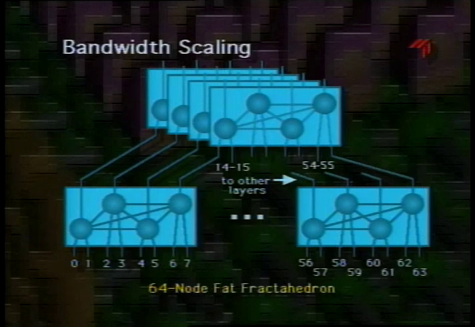Here we show 64 nodes connected together, with each of the low-level tetrahedrons connected to 4 at the next level. In this case, we have a bisection bandwidth of 16, and if we went to yet another level of tetrahedron, then the bisection bandwidth would scale from 16 to 64. So the bandwidth in this network scales as the network grows. This is the basic structure, both the thin and the fat fractahedron, that we use to scale these systems to a large number of nodes.